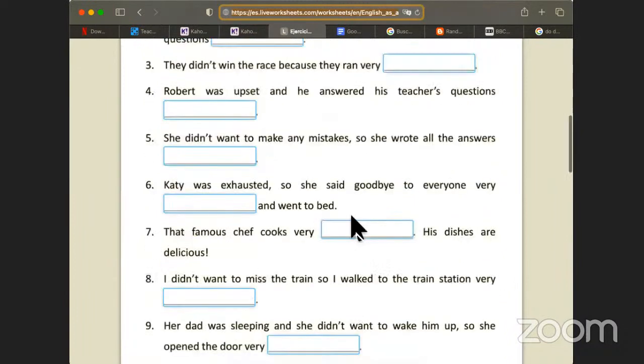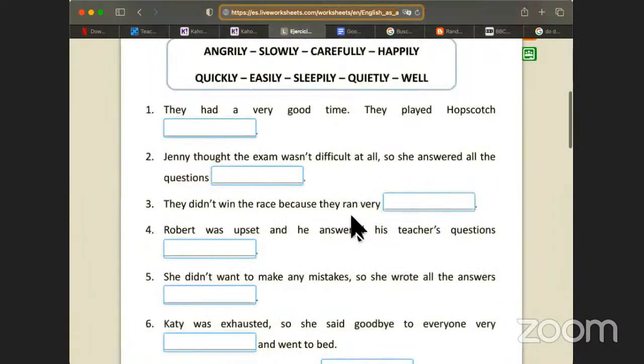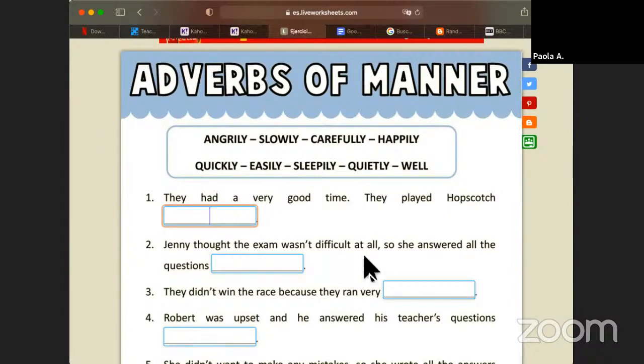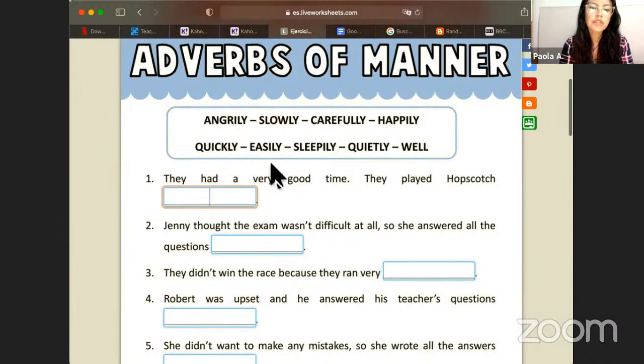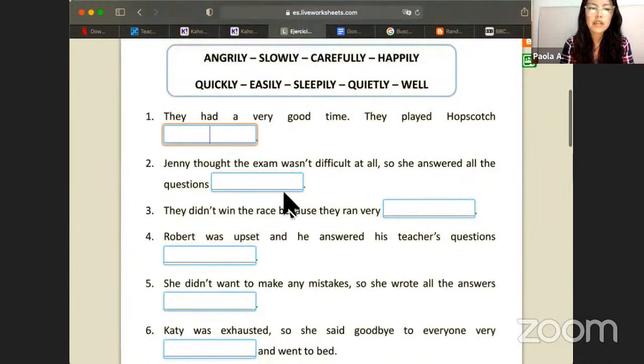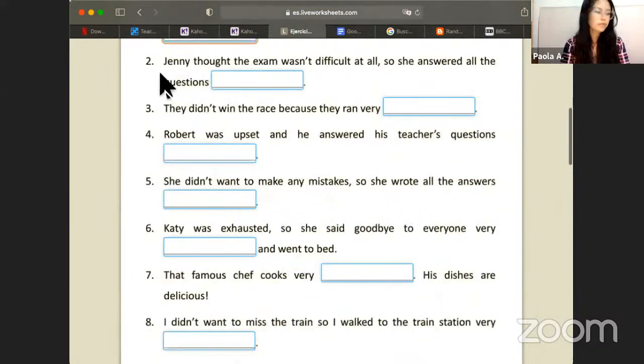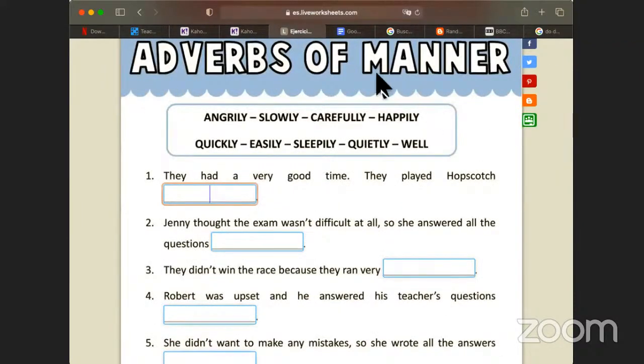So this is the exercise. Again, some adverbs of manner. We're going to try to put them in the sentence correctly. We just have to find the adverb that makes more sense in these 9 sentences, all right? Any questions? No. Okay, great. I'm going to stop sharing my screen. Maybe Rodrigo or Fabiana can share it.